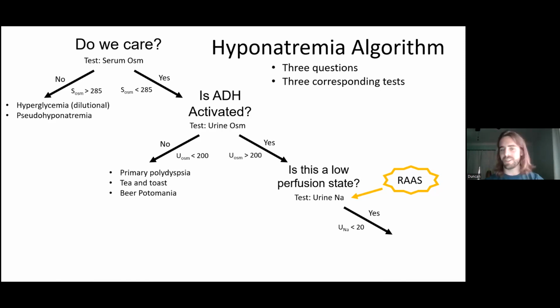Maybe this is an SIADH state, but starting with the low perfusion states, these are the ones that we unfortunately see all the time. Classically, this is where hypovolemia can come in. And then also things like heart failure, cirrhosis, and nephrotic syndrome, even though they are extravascularly volume up, they are still in a low intravascular perfusion state. And so all of these will look identical.